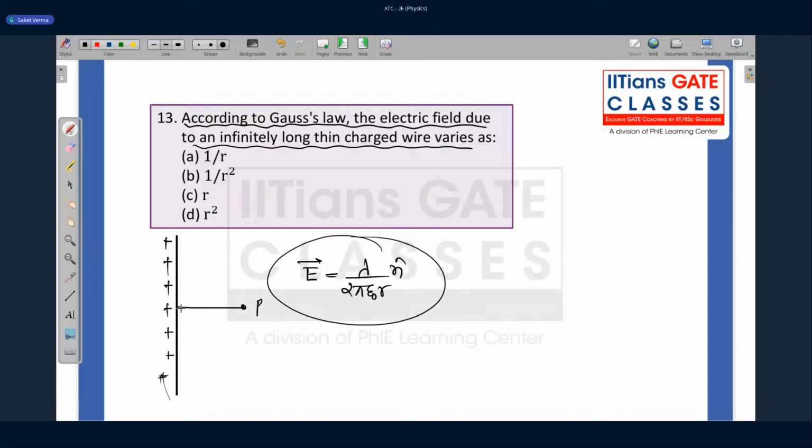The electric field exists in the normal direction, that is this line, this direction. So lambda upon 2 pi epsilon naught r. So E is inversely proportional to r, so the answer will be option A. So that is the question from the Gauss law, or you can say simply from electrostatics.